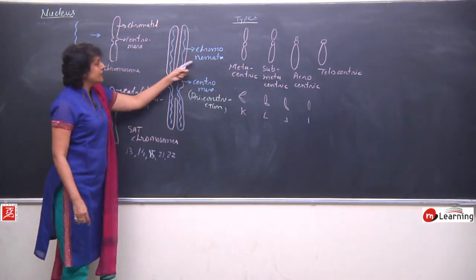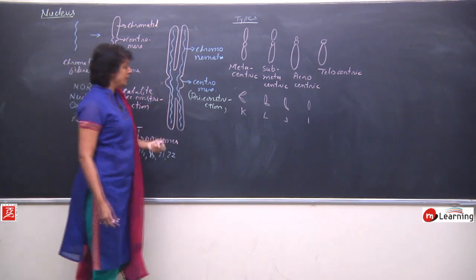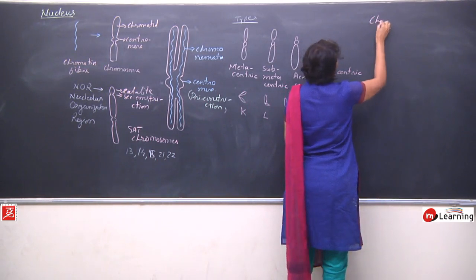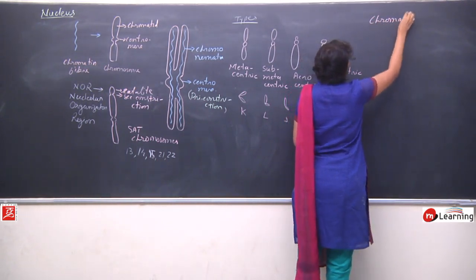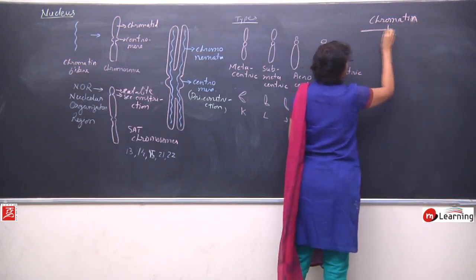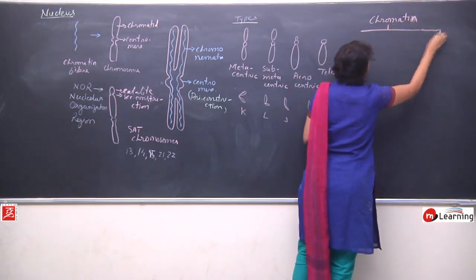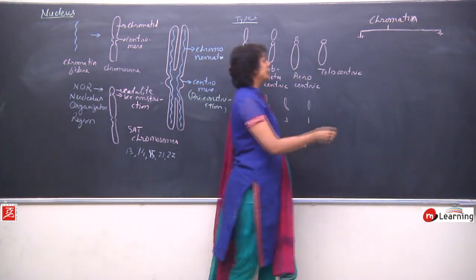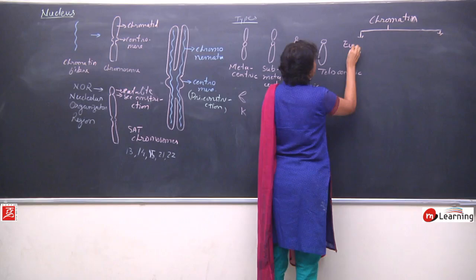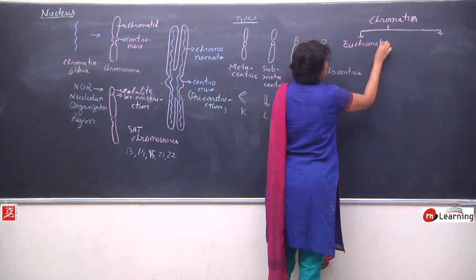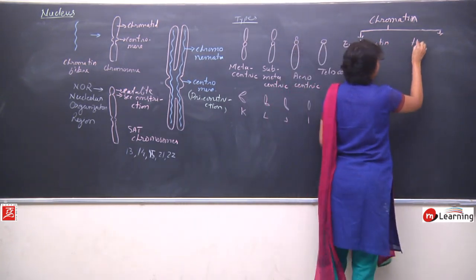Now let us see what exactly is this chromonemata made up of. It is made up of a substance called chromatin, and this chromatin is of two types based on its transcription capability. Euchromatin and heterochromatin.